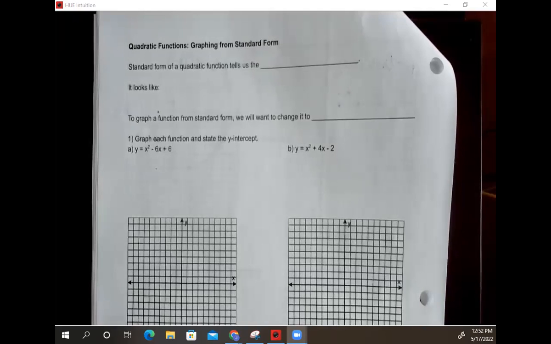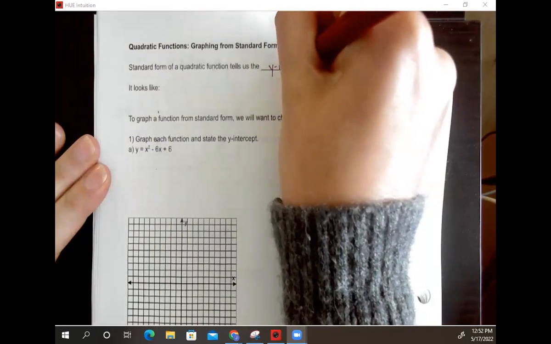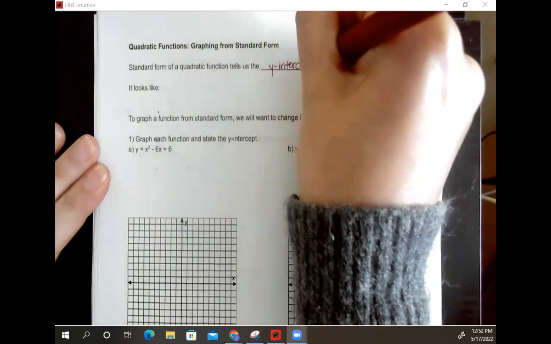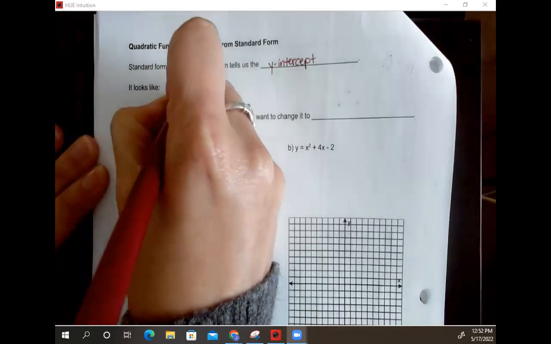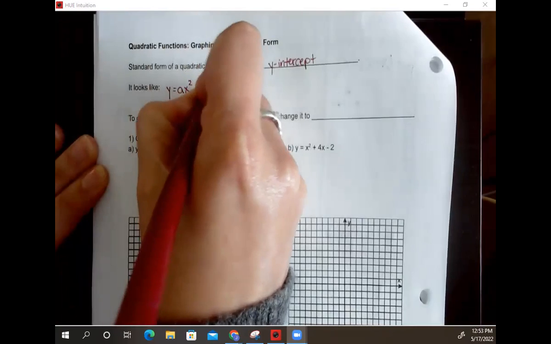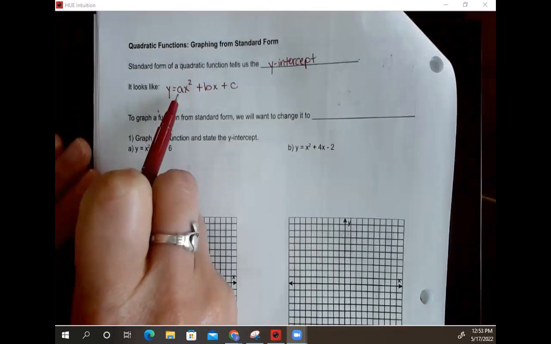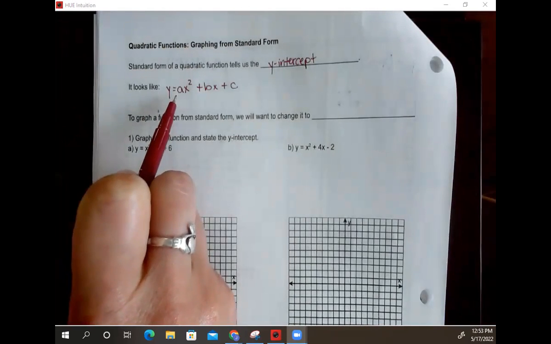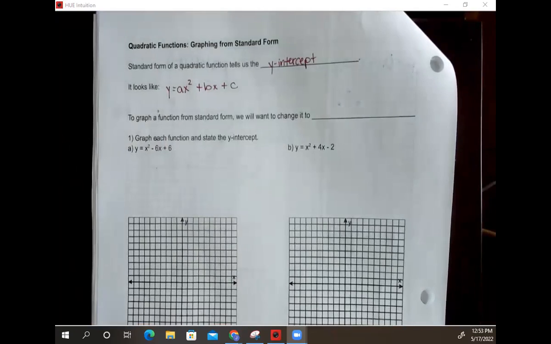So remember, standard form for a quadratic tells us the y-intercept for that function. Standard form looks like y equals ax squared plus bx plus c. A is the same A that we talked about for the last two function forms, for vertex and factored form. That tells us the shape of our graph. So do I open up or down? Am I stretched or compressed? What's going on with the shape of my graph?